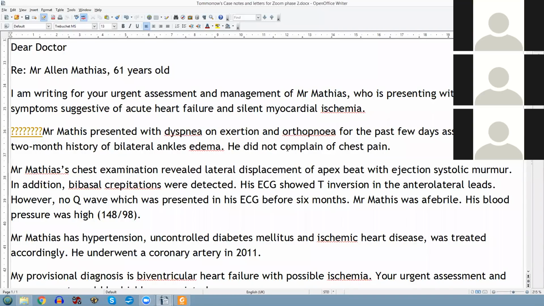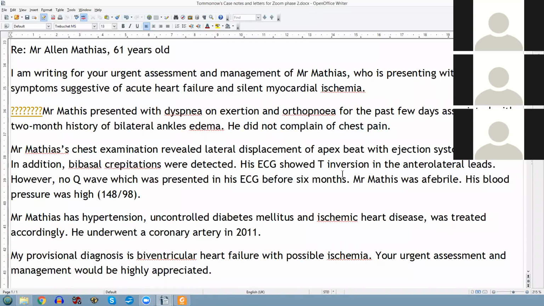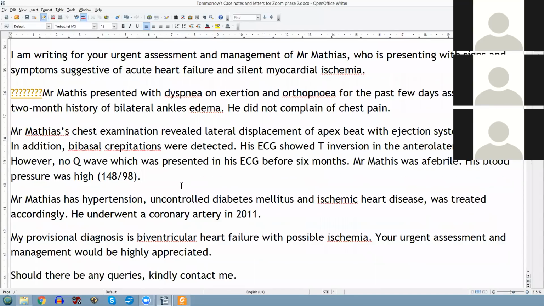He did not complain. Chest pains, bit short sentence. Again, I would have put that into the previous sentence. Chest examination, reveal, ECG, febrile, blood pressure. Short sentences, it's almost like note form. They don't want note form. They want it like complete sentences. So you could have put some of these into a sentence or two, not having short sentences. You've got 1, 2, 3 short sentences.